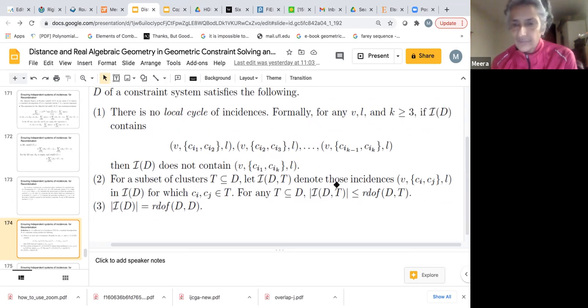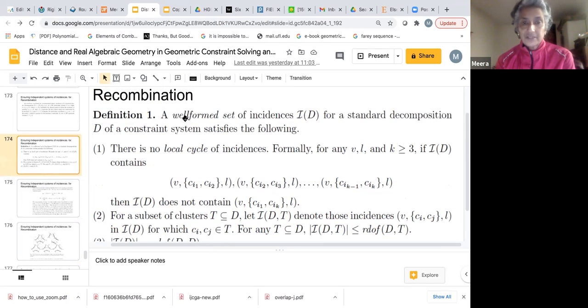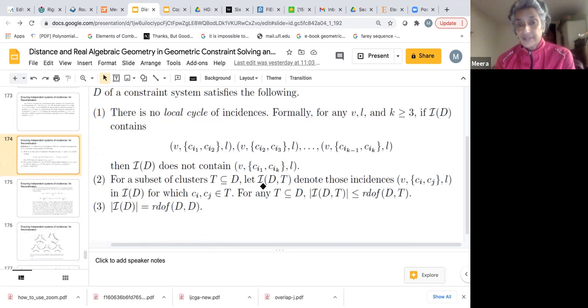So this is a kind of a Maxwell condition. It's saying that the number of incidences that we assert has to be smaller than or equal to the number that would correspond to an independent set of incidences. And then the total number of incidences should be equal to the total number of residual DOFs that you expect in an independent system. Okay, so these are the definitions. This is how we define a well-formed system of incidences. And once you have this, you won't have any of the numerical issues that we talked about.